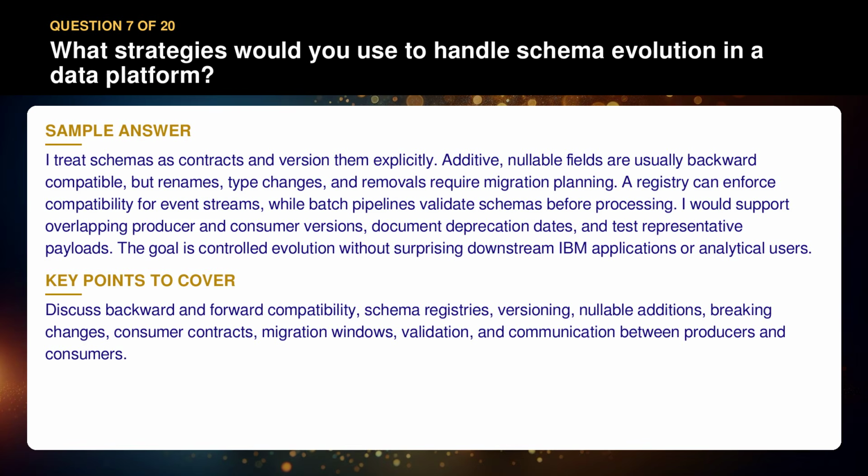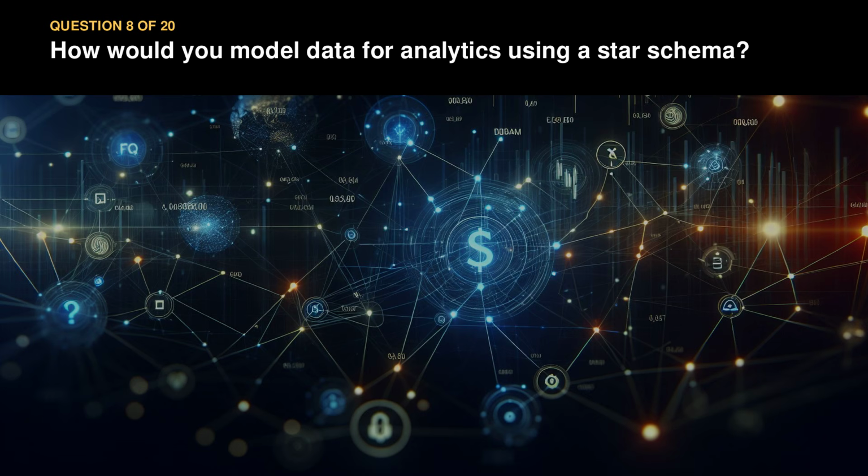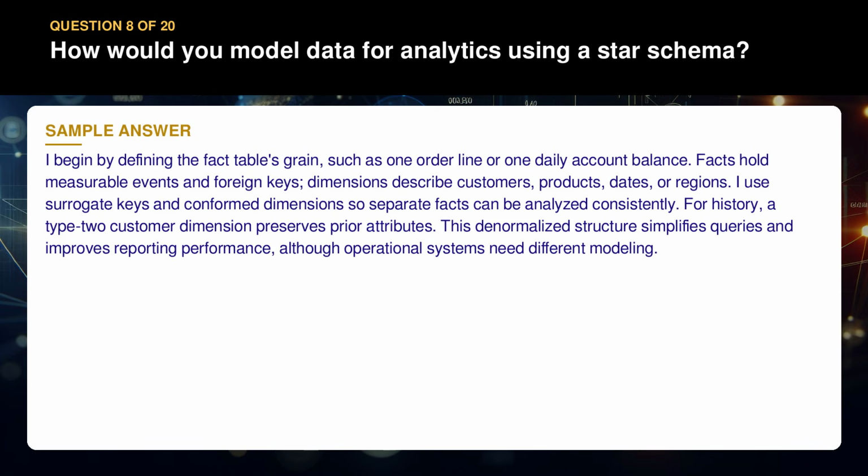producers and consumers. Question 8. How would you model data for analytics using a star schema? I begin by defining the fact table's grain, such as one order line or one daily account balance. Facts hold measurable events and foreign keys. Dimensions describe customers, products, dates, or regions.